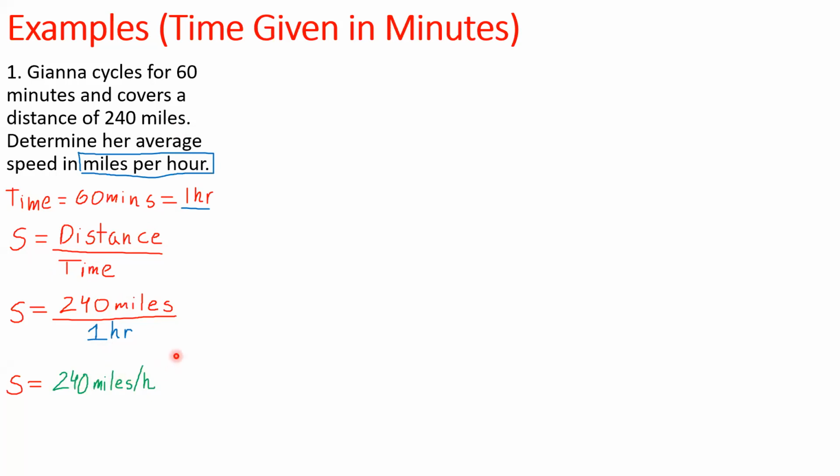Very good explanation. The only thing is, it's 240 divided by 1, and that's 240. So this is a very simple example. We only have 1 hour, so nothing crazy.